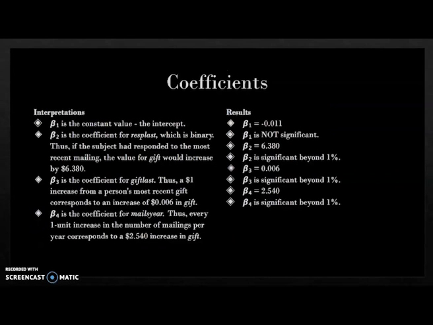We can provide additional interpretations for these coefficients. Again, our constant value is very small and is not significant. Beta 2 and beta 4 are both very large. However, beta 3 is small. Beta 3, our second independent variable, does not contribute much to our model, but all 3 of these coefficients are significant at better than 1%.